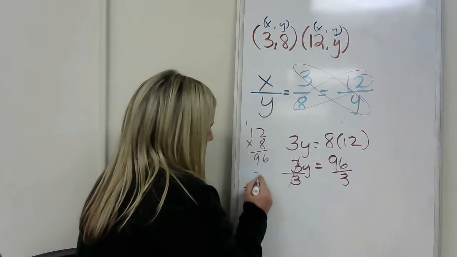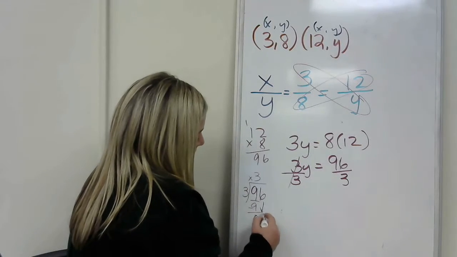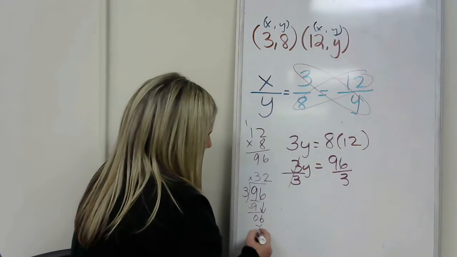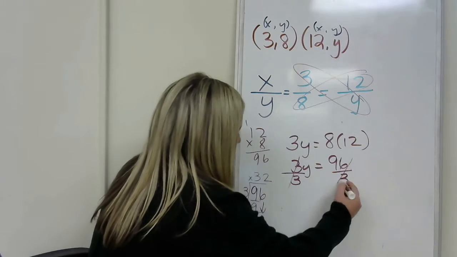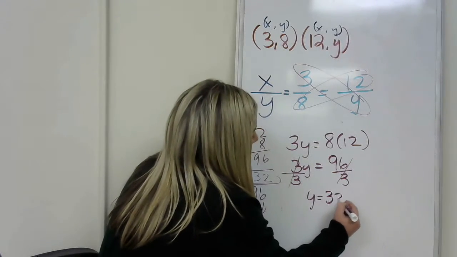3 goes into 9 3 times. 3 times 3 is 9. That's 0. Bring down my 6. And 3 goes into 6 2 times. And 2 times 3 is 6. Okay, so now that is 32. So y is equal to 32.